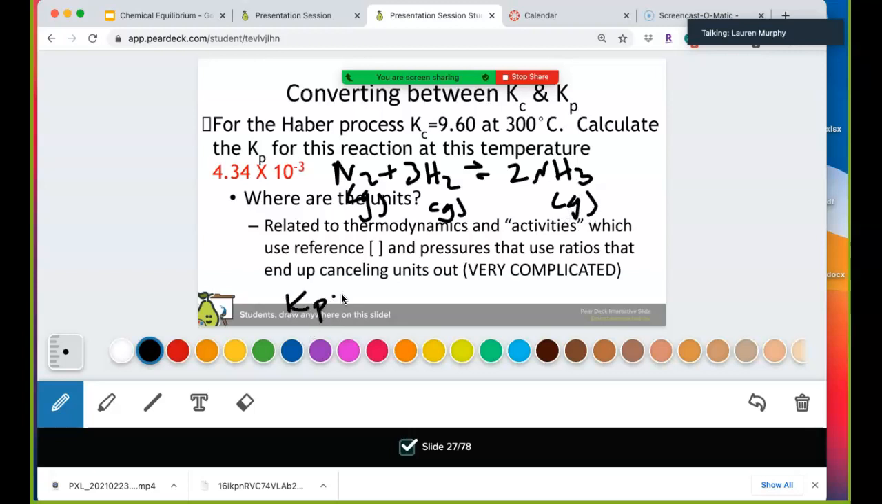Kp equals Kc, they give you Kc, 9.6, times R, which is 0.0821, times temperature in Kelvin, so you would have to change that to 573 from 300. And then the change in moles goes up as the exponent. Well, change means final minus initial. So these are my final moles, so 2 minus initial moles, which is 1 plus 3, is 4. And that's how you would have done it. They do not make you do this anymore, but it was basically plug and chug. Okay?